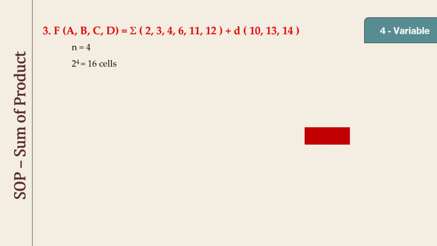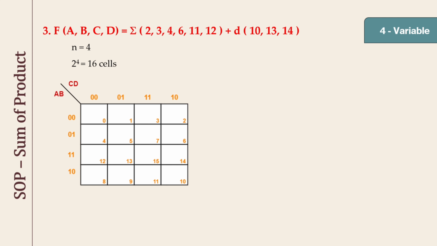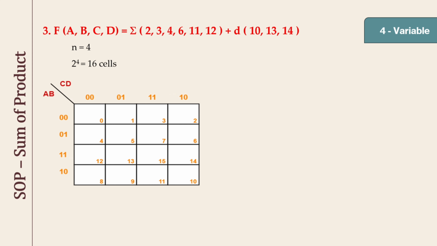Here we have 4 variables, so n is equal to 4. Then we get 2 power 4, which is equal to 16. Then we need to have 16 cells in the K-map. Now this is how the K-map of 16 cells will look. Here we are considering AB as the rows and CD as the columns. Now let's fill in the values of the summation. First we put 1 at cell number 2, and next at cell number 3, cell number 4, cell number 6, cell number 11, and last at cell number 12.